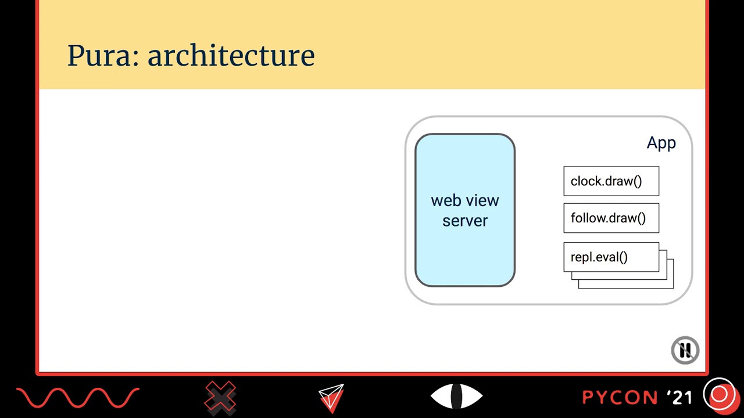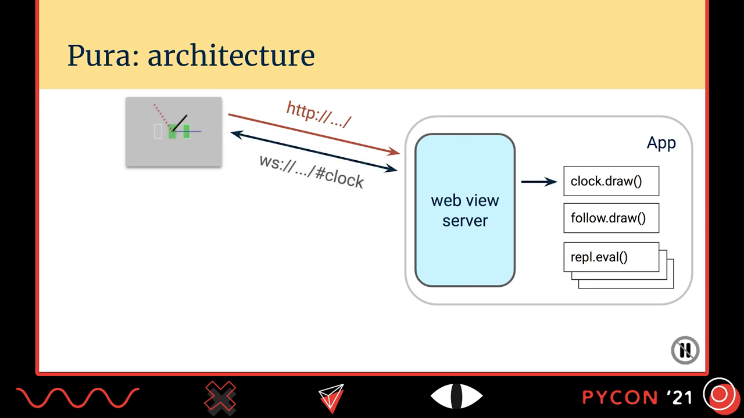And then a quick look at architecture. All presentations need to have an architecture slide. So the main thing is Pura will have this web view server component in your application, and you'll register your visualizations with that component. And then I'll just skip ahead here. The interesting part is that it's not until one of the web clients makes a specific web socket to a visualization that the corresponding draw function will be called periodically, say like 10 times a second. And what that draw function is doing, as you're calling those Python functions, they're actually assembling some JavaScript HTML5 canvas code, and then that eventually gets shipped back to the client in eval.